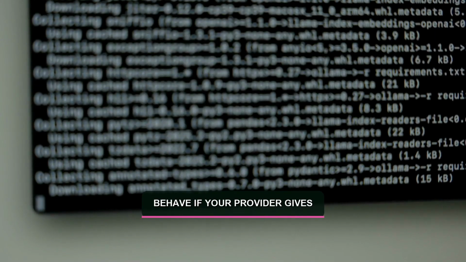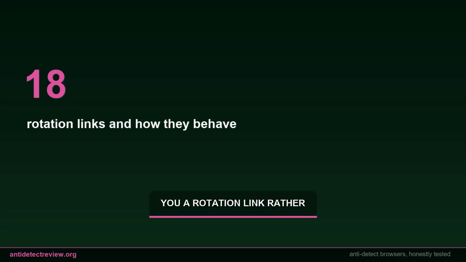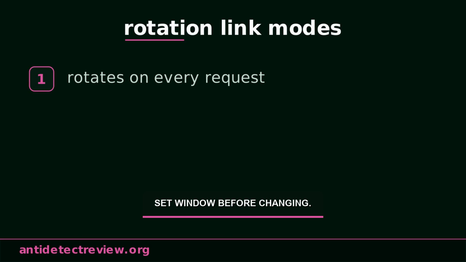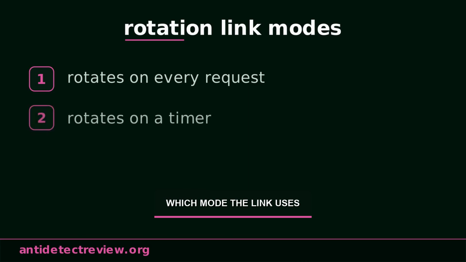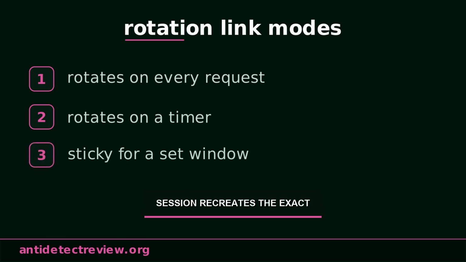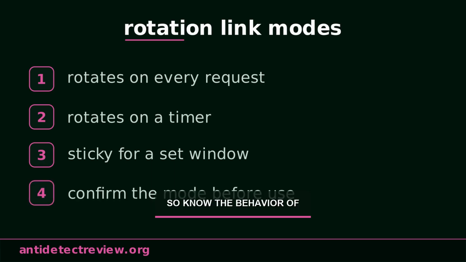Rotation links and how they behave. If your provider gives you a rotation link rather than a fixed address, understand what it actually does before you rely on it. Some links rotate the exit IP on every request, some on a timer, and some hold sticky for a set window before changing. For account work, you want the sticky behavior, so confirm which mode the link uses rather than assuming. A rotation link quietly cycling addresses under a logged-in session recreates the exact session churn problem that breaks continuity. So know the behavior of the link you paste in, not just that it connects.